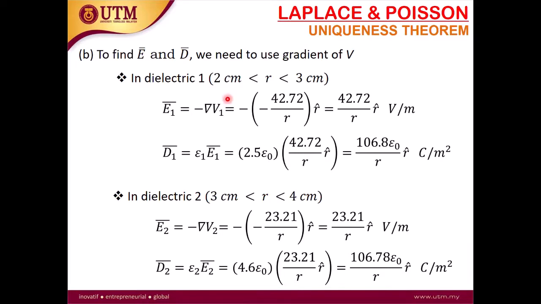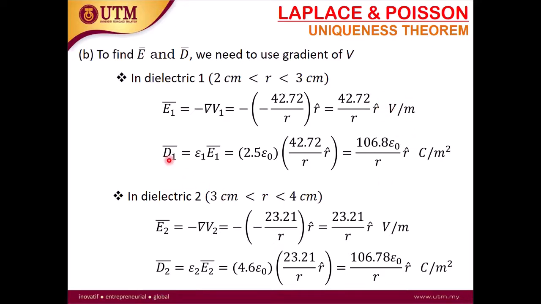Okay, we need to use gradients, because now we know V1 and V2. From there, we can obtain E1 and D1 by using the gradient. So we have two regions, dielectric 1 and dielectric 2. In dielectric 1, we have E1 equal to negative gradient of V1, equal to negative of negative 42.72 divided by R in direction of R. So we obtain E1 equal to 42.72 divided by R in direction of R volt per meter.